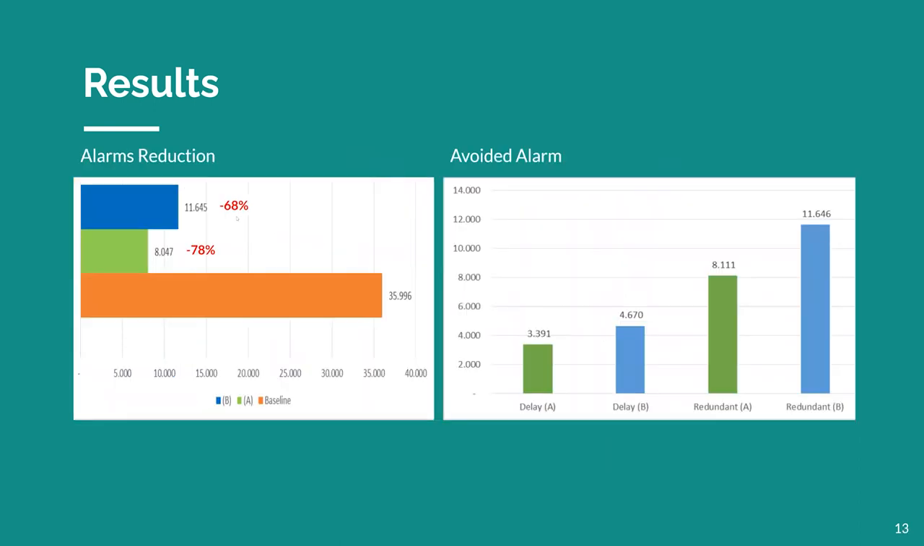Now we see the reductions in alarms compared to the baseline. The graph on the left shows a reduction of 78% in configuration A and 68% in B. On the right, it shows the number of alarms avoided using the delay and redundant window strategies for each configuration. We can see that the redundant window strategy, aimed at avoiding redundant alarms, is more effective than the delaying approach.